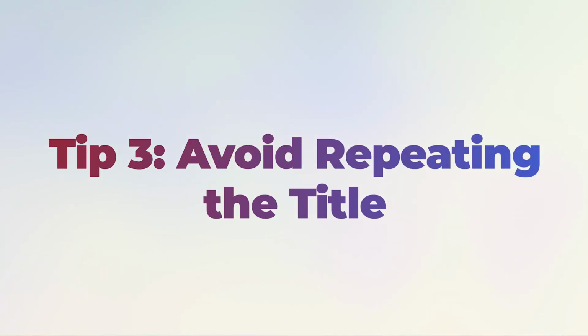Tip number 3, and this is a big mistake that we see all the time. The thumbnail text should never repeat what the title is. This is one of the most, if not the most, common thumbnail mistakes that Christian organizations and churches make. They come up with the title for their YouTube video and they use that exact same title for the thumbnail text. But here's why it doesn't work.